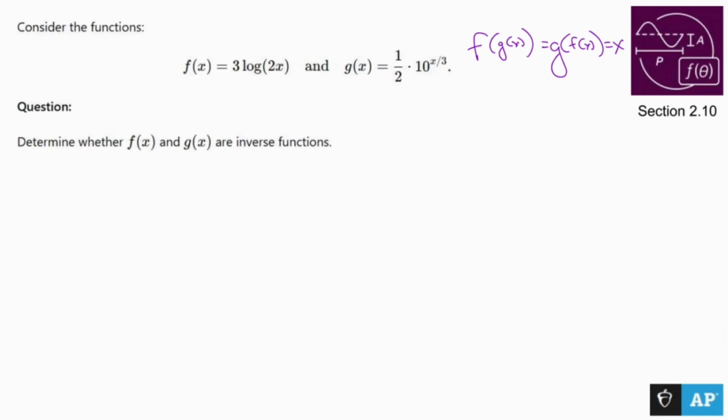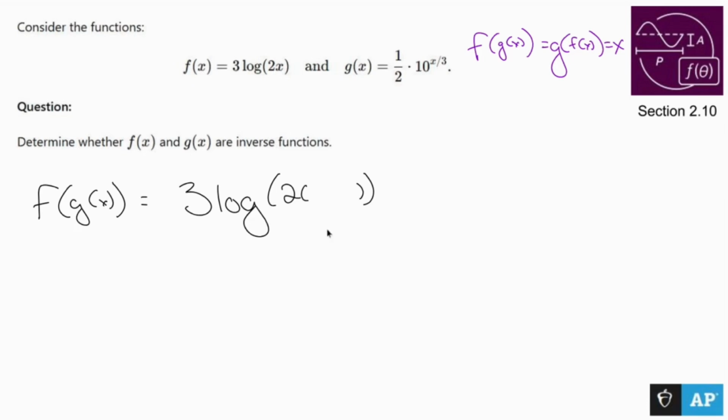So let's start out by doing f of g of x first. What I'm going to do is write out all of f, but for every x I see, I leave a big parentheses there. So 3 log of 2 parentheses, and more parentheses. Now, inside those parentheses, I'm going to replace it with g of x. G of x is 1/2 times 10 to the x over third power. Now it's a matter of simplifying.